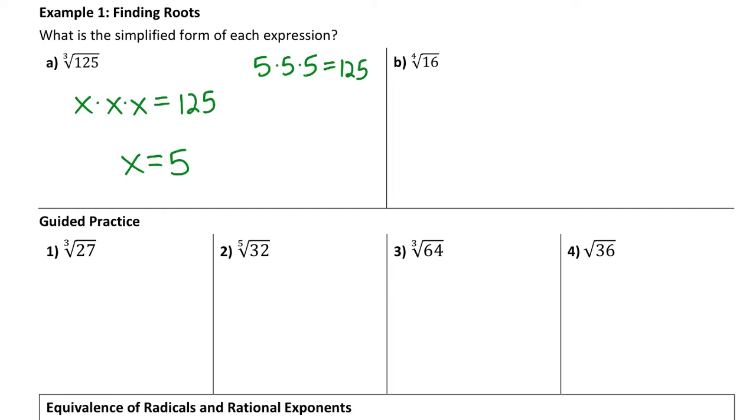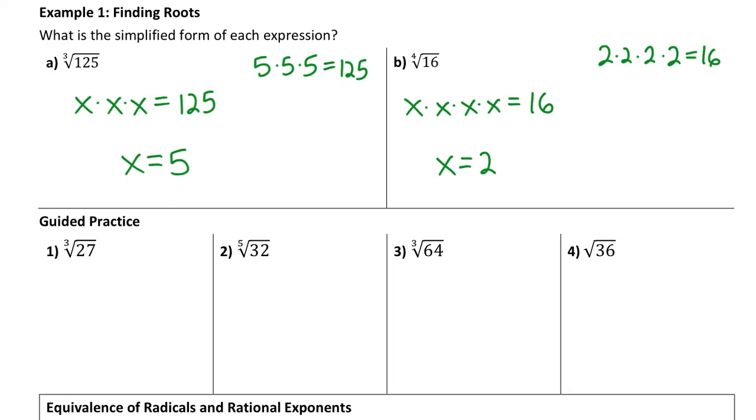For part B, this is the fourth root of 16, which means a number times itself this many times is 16. So if you take a minute and think about that, thinking of numbers that multiply that many times and be 16, that answer is 2. And if you think about it, 2 times 2 is 4, 4 times 2 is 8, 8 times 2 is 16. So that's why the fourth root of 16 is 2.